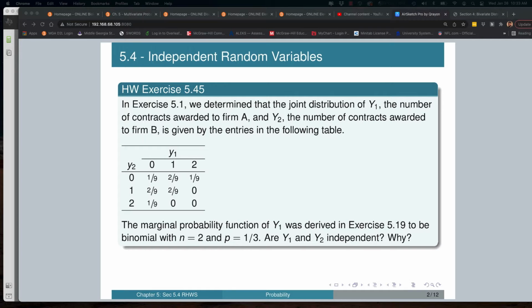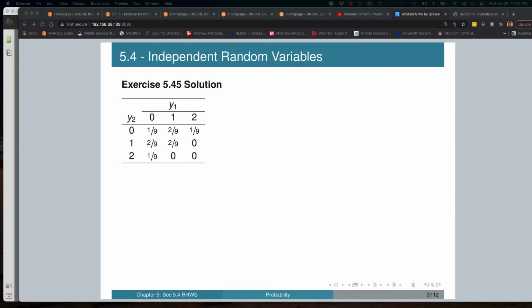The marginal probability function of y sub 1 was derived in exercise 5.19 to be binomial with n equals 2 and p equals 1/3. Are the random variables y sub 1 and y sub 2 independent? And why are they independent or not? It was nice of them to give us this table already, so we didn't have to rehash that. On the next slide, let's do the solution here.